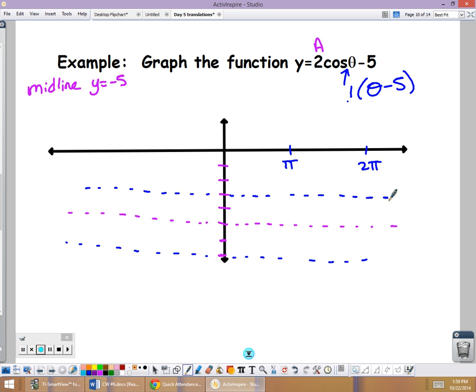So 1 full cycle, this is cosine. So we're starting high. I want to make my halfway marks. It's very important that each of these tick marks is labeled. All 4 of them should be labeled. Pi over 2, 3 pi over 2. So at pi over 2, we're back at the midline. At pi, we're down at the lowest point. At 3 pi over 2, we're at the midline again. And then at 2 pi, we're up above. So now we have this function.